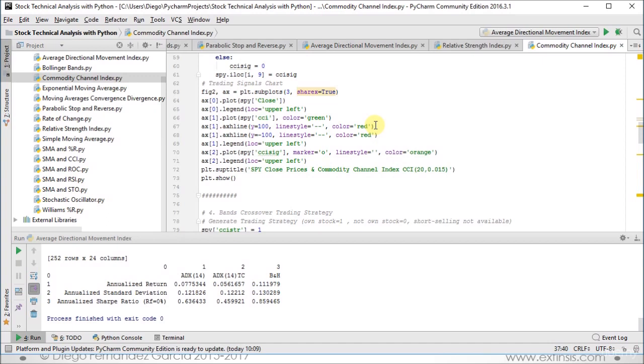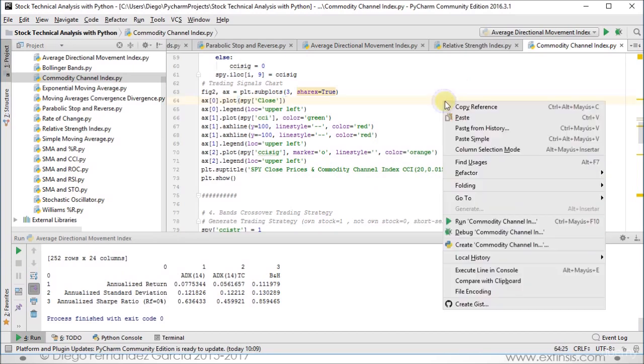Again, these thresholds are the ones commonly used for this indicator, but you can also modify them according to your needs. Then we're going to plot the third of the charts, which is our corresponding trading signals with a marker O or dotted marker with a line style, which is blank. And in this case, we are going to color it as orange so that it's differentiated from the rest of the charts with its legend located at the upper left. The superior title for this subplot says SPY close prices and commodity channel index CCI for 20 days, and that constant term in its calculation, which we studied in our previous section, of 0.015, and we show the chart.